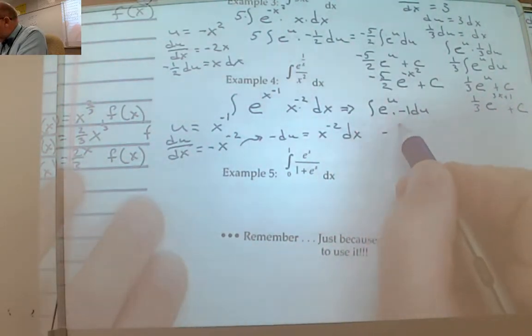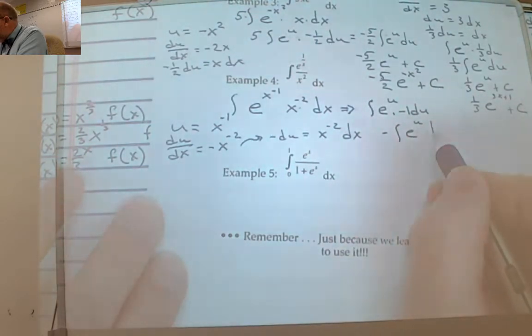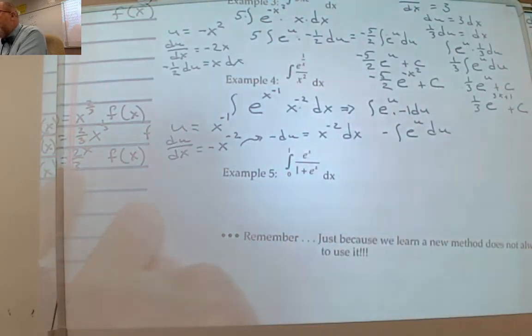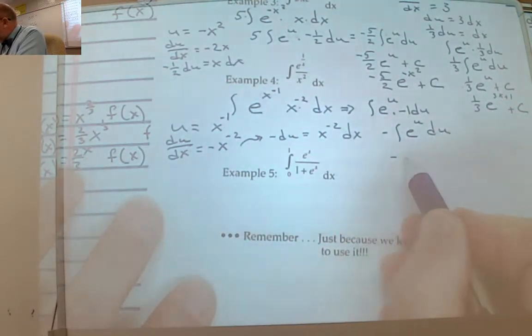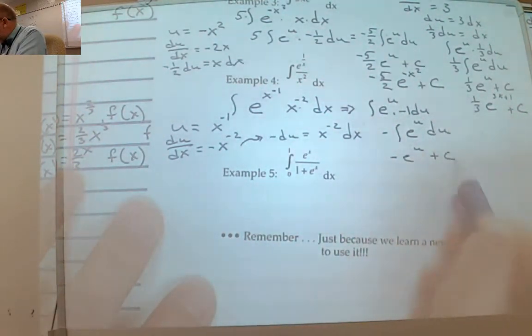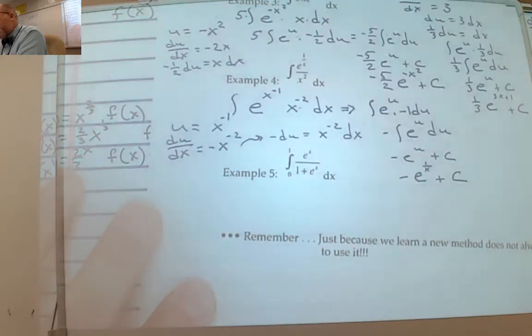It bothers me over there. I'll bring it out front because it's a negative 1 here: e to the u du. Okay, here's the tough part. What's the antiderivative of e to the u? So I've got negative e to the u plus c. And what is u? X to the negative 1. Right, could I write that as 1 over x if I wanted to? Yeah. Plus c. And I'm done.